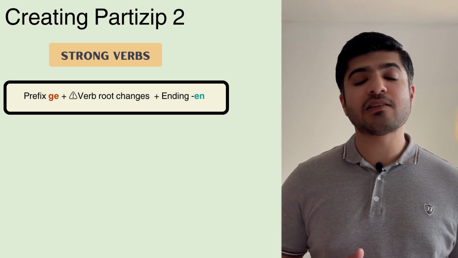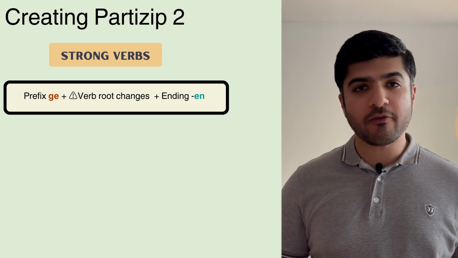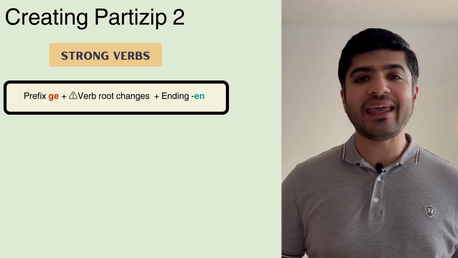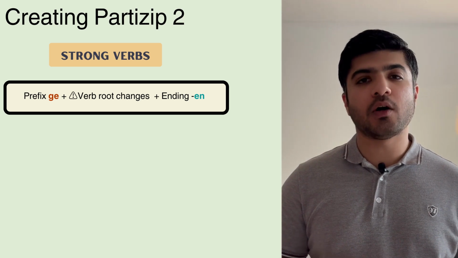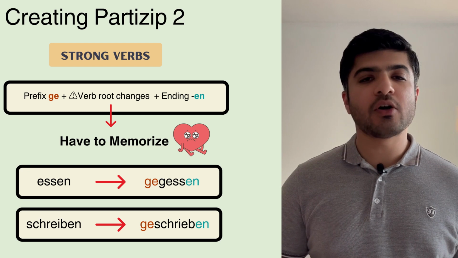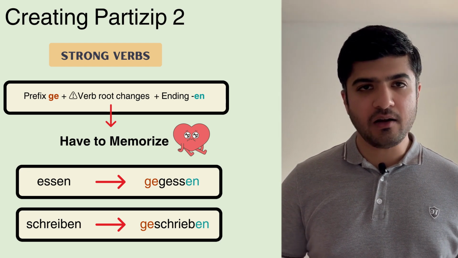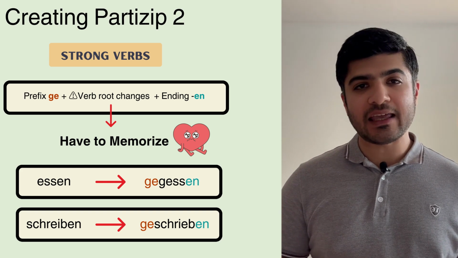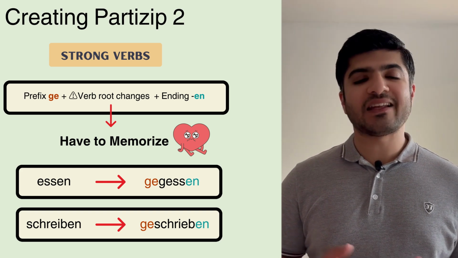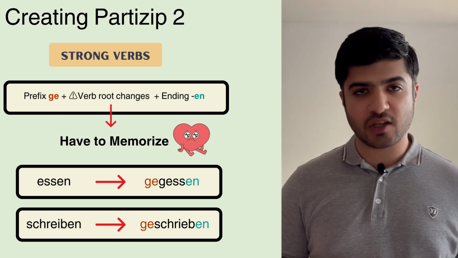The third case is strong verbs. In this case, the rule is that the Partizip 2 form will have the prefix ge and the ending en. However, the root verb will change, and there is no rule for creating the root verb, so you will have to remember these root verbs. Some examples are the verb essen becomes gegessen. So you see the root verb becomes gess here. Another example is the verb schreiben, which means to write, becomes geschrieben, and so on.